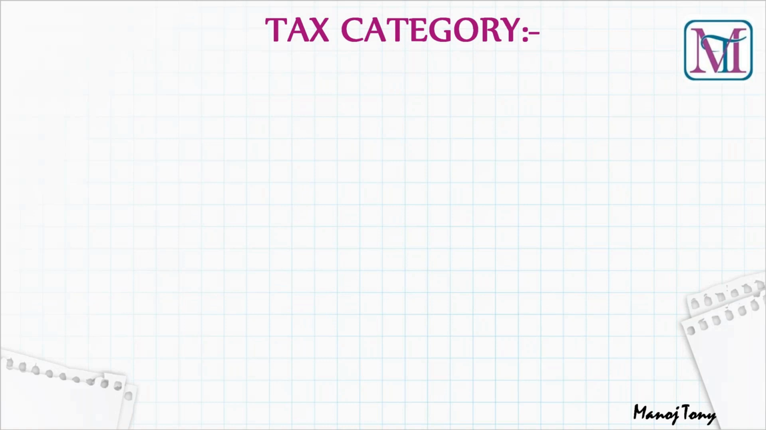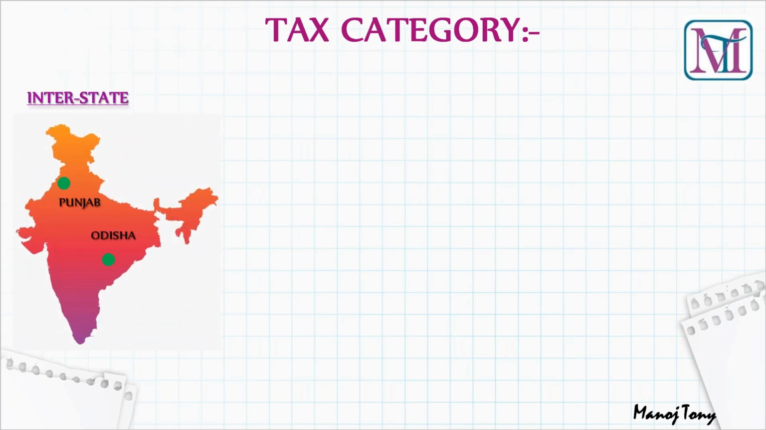Before configuration, I'll discuss tax categories. What are the tax categories we have for GST? First is interstate GST. What is interstate GST? Under GST, the supply of goods or services from one state to another state is called interstate supply. It is when the location of the supplier and the place of supply for the customer are in two different states or two different union territories, or a state and a union territory.